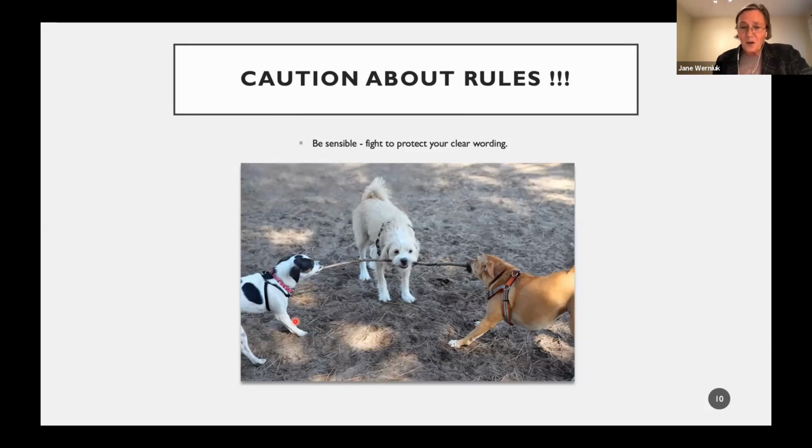Got 10 seconds to go. Okay, do we have a consensus, Jane? I say we have a consensus, and it's the middle white shaggy dog. That's what I thought too. Okay, very good. Thanks a lot for participating, everybody.